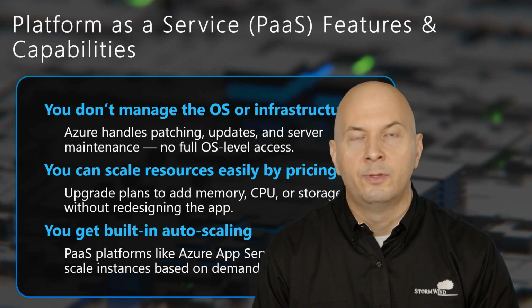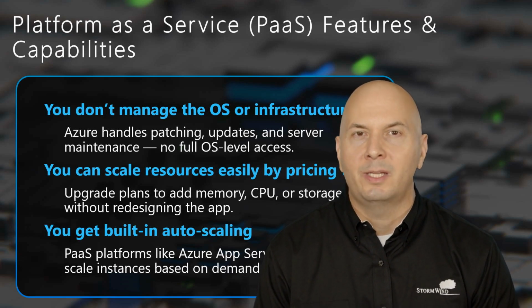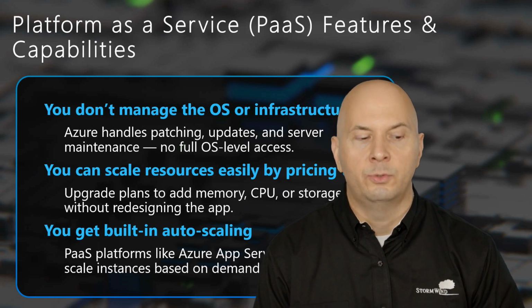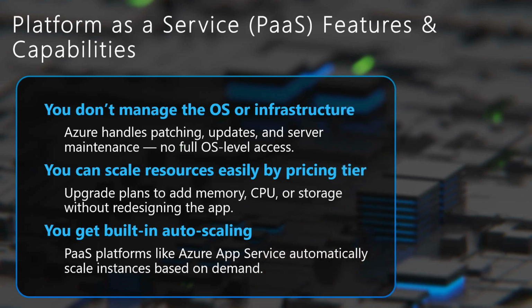But when you're working with PaaS solutions on Azure, you can typically always scale up or vertically scale a PaaS solution by just picking a different pricing tier, usually a more expensive pricing tier that's going to give you more CPU, more memory, more storage, things like that. So remember, with PaaS solutions, we can easily scale up by changing the pricing tier to something more expensive.